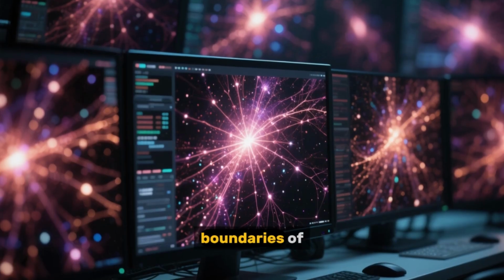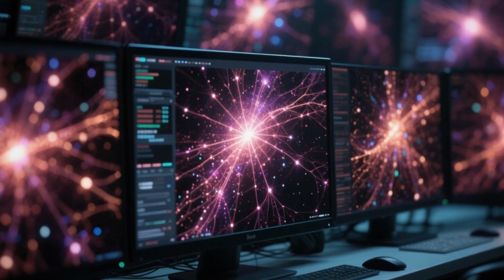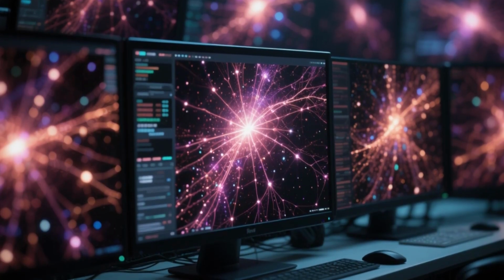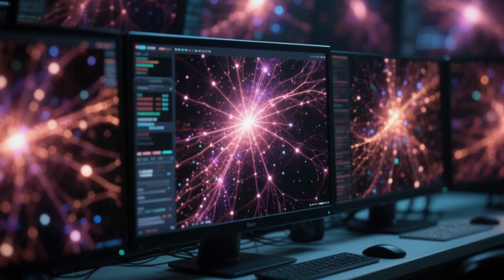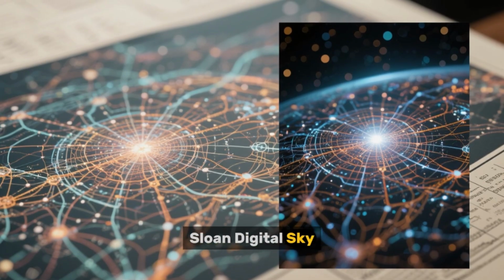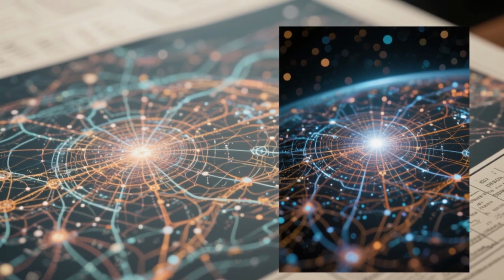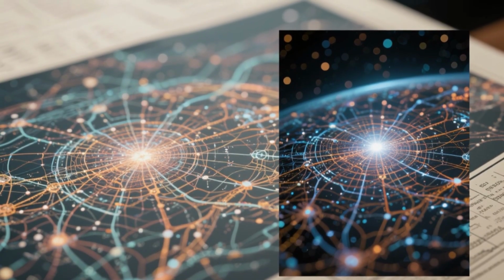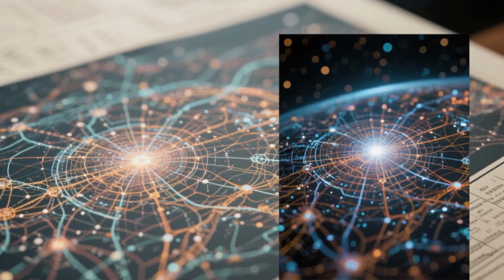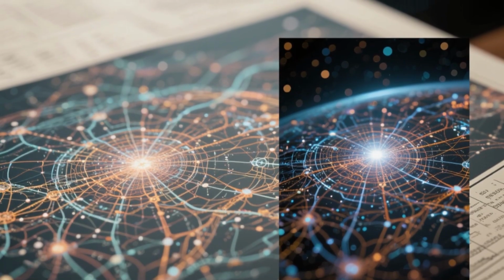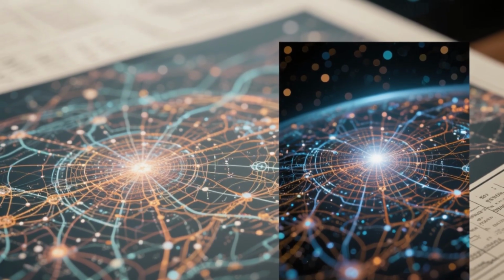Web researchers are also pushing the boundaries of computer simulations, creating more detailed and accurate models of the web's evolution. These simulations, coupled with data from telescopes and missions like the Sloan Digital Sky Survey and the Dark Energy Survey, are providing an increasingly precise map of the web's structure.